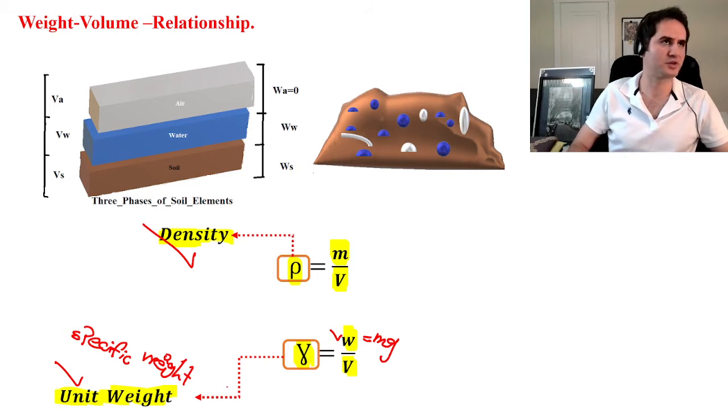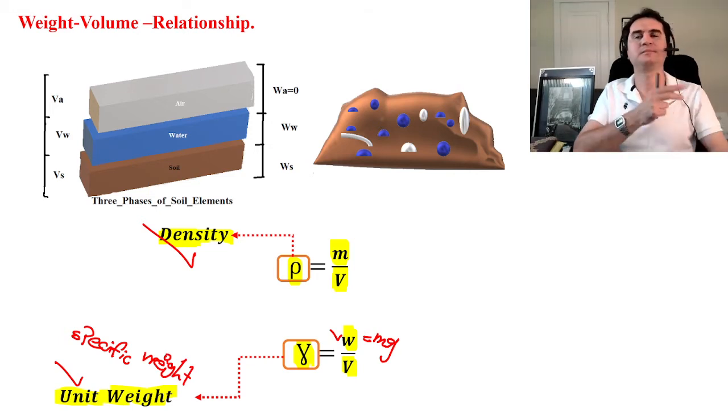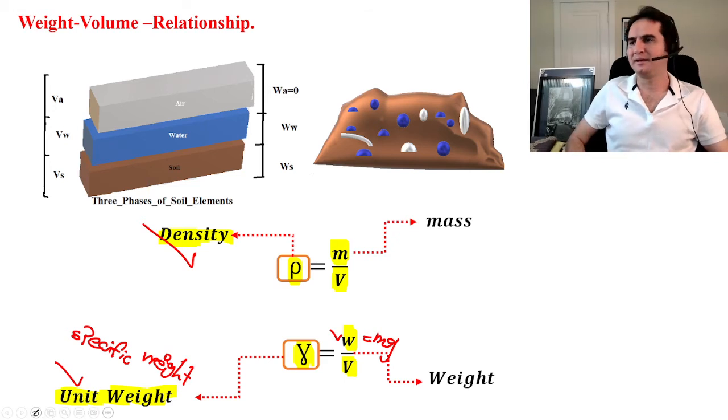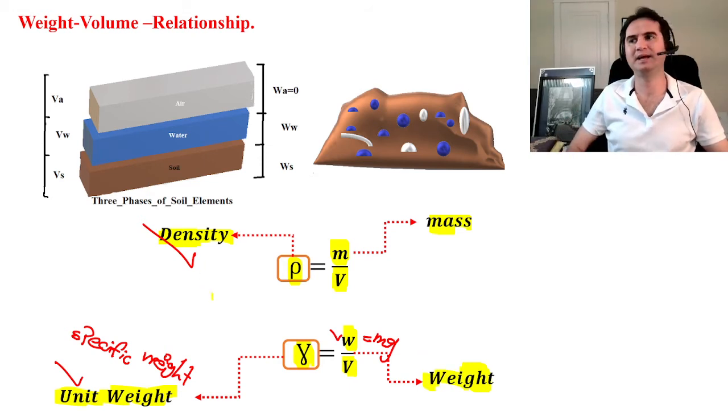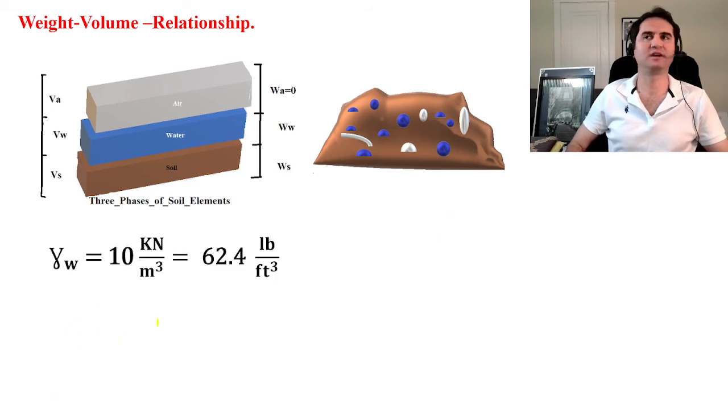for your material. We're talking about soil here, so that's for soil. And again, that's mass, and this is weight. That's the difference between density and unit or specific weight. So in SI units, gamma w is just 10 kilonewton per meter cubed, and in US customary units, that's 62.4 pounds per feet cubed.